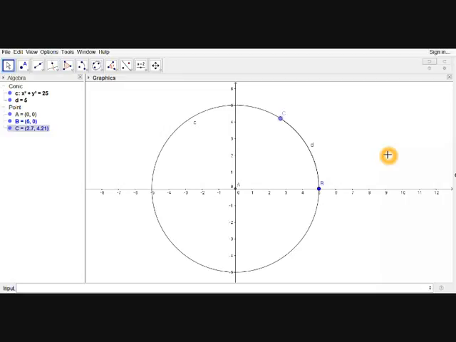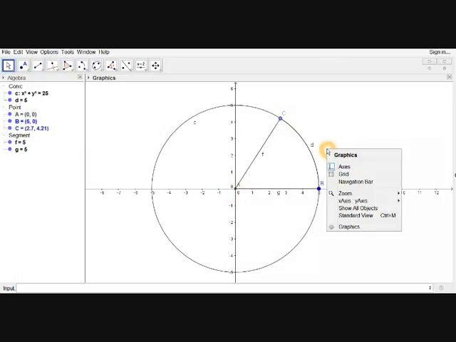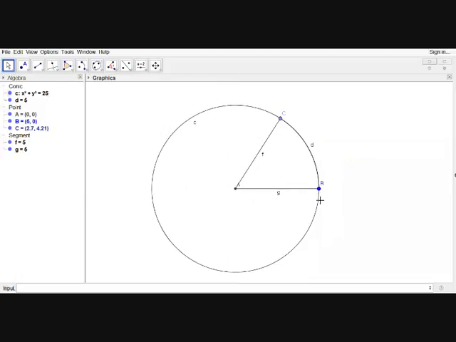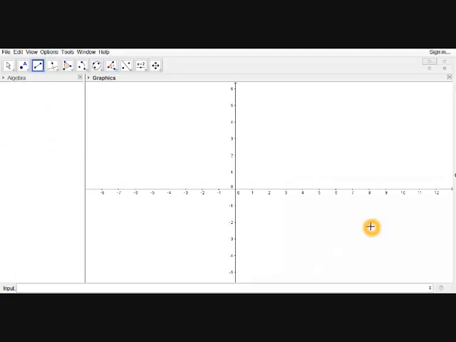Now here if we take two line segments AC and AB, the angle subtended by them is called 1 radian. As you can see, it is 57.34 degrees. Okay guys, this is for today's video.